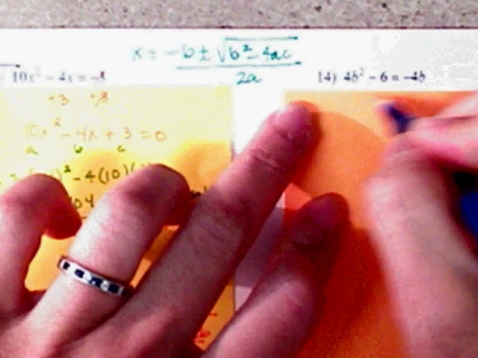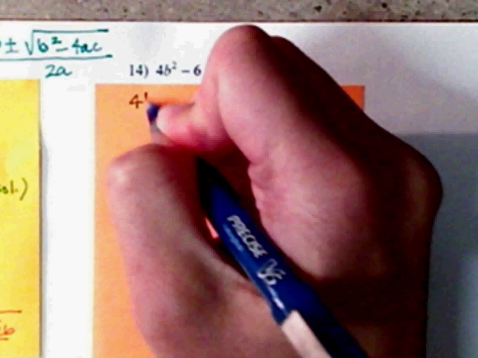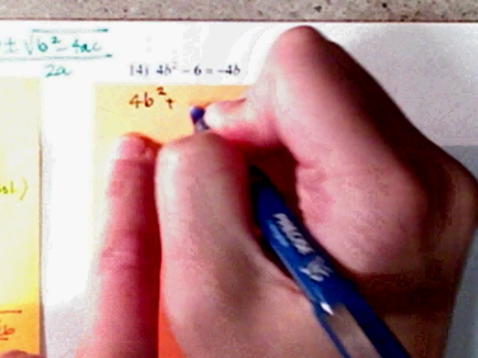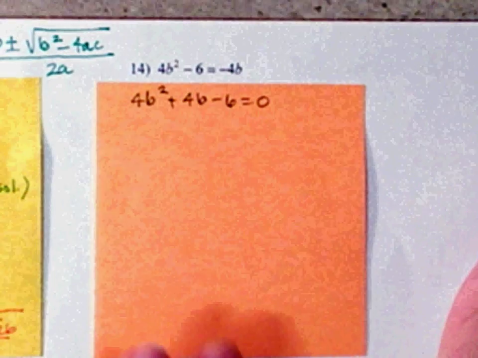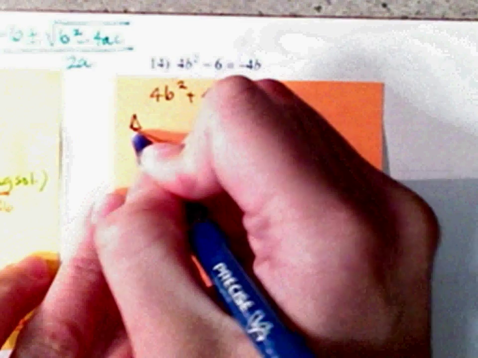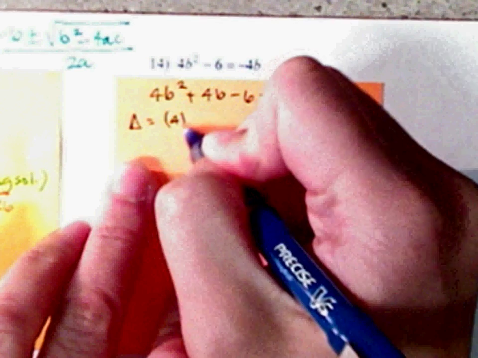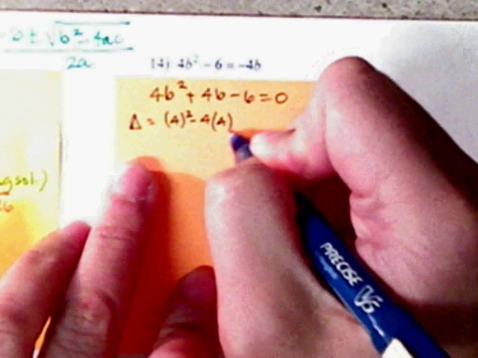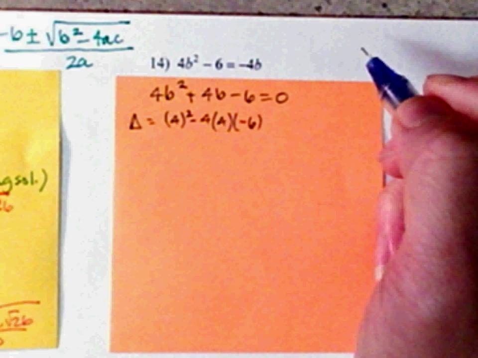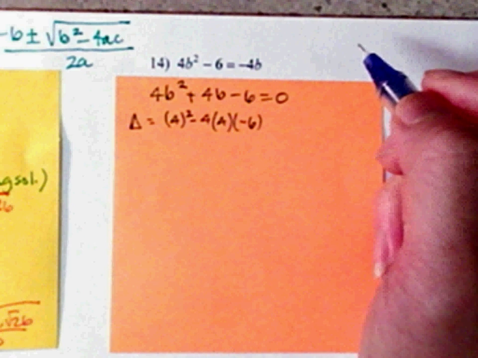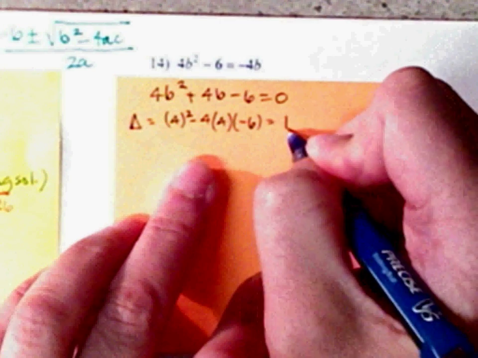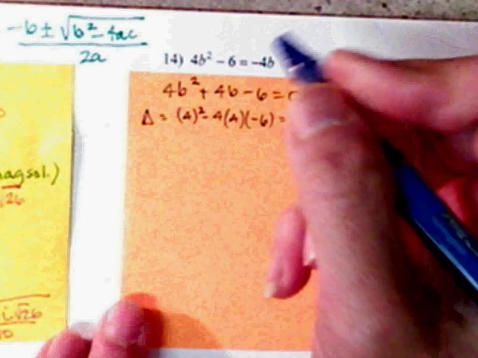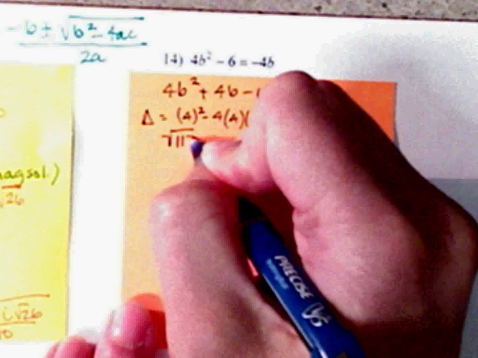Okay? 14. I'm going to rewrite this by adding 4b to both sides. So now you have 4b squared plus 4b minus 6 equals 0. Okay? Take care of your delta first. 4 squared minus 4 times your A times your C. You can do all that on your calculator. It comes out to be 112. Real answer. Take a square root of 112.